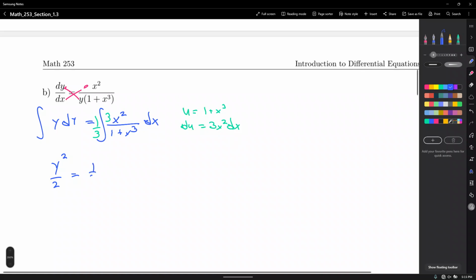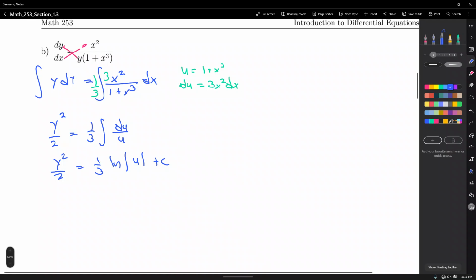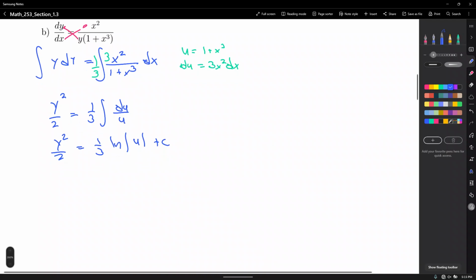So this is the same as saying 1/3 integral of du over u, y squared over 2 equals 1/3 ln of absolute value of u, right? Plus c. And again, last time we also discussed that we only add the constant of integration to the right-hand side of the equation, not on both sides. I showed you how, all right?